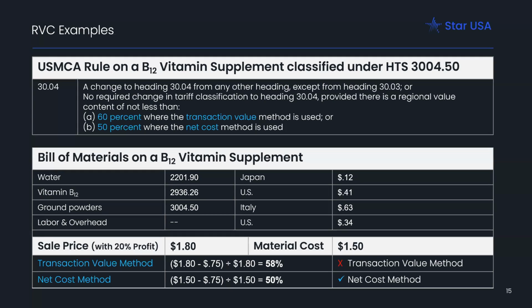So we don't qualify on tariff shift, and we don't qualify on RVC transaction value. Our last option is looking at the net cost method. And here we take the total value of the raw materials at $1.50, subtract out 75 cents of foreign content, non-originating material, and divide that into the $1.50 material cost, and we achieve 50%. That is the threshold for the net cost method, and therefore we do qualify for USMCA because we have met that requirement. So even though we didn't pass on two of them, we do pass on one, and we can consider our finished good, our B12 vitamin supplement, to be eligible for USMCA. There's a lot of numbers, a lot of words on this slide. Feel free to take a look at this after the session as well, just to break it down again.